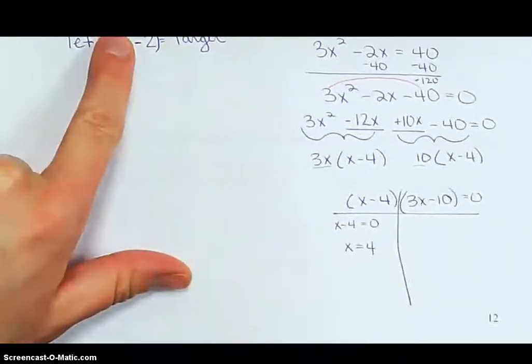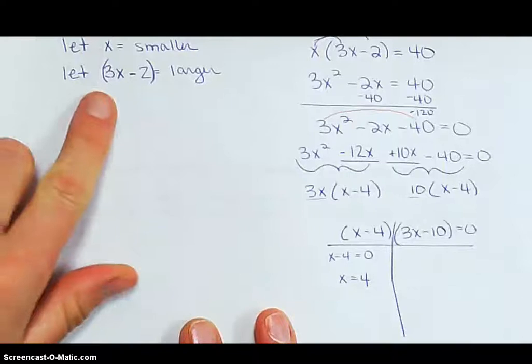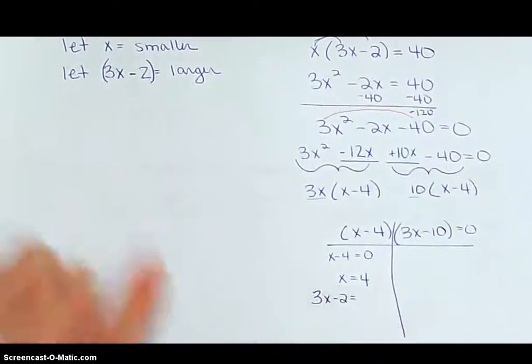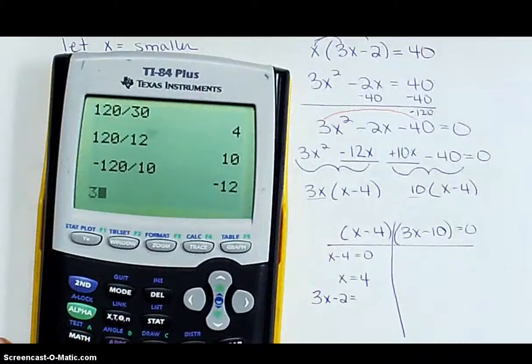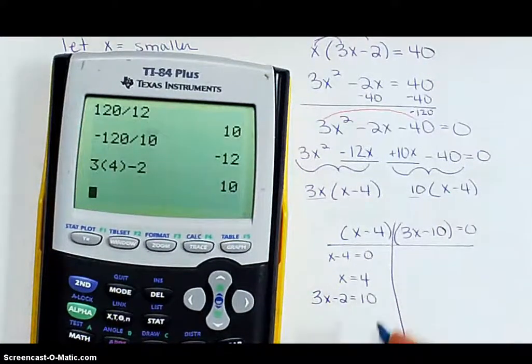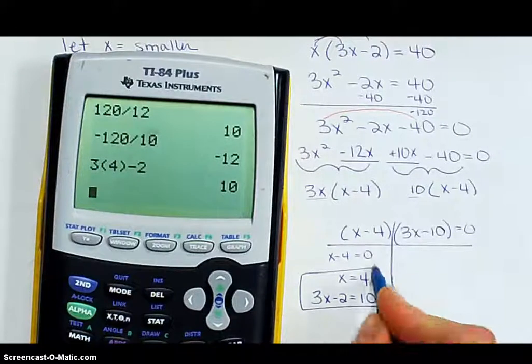Now that's your smaller number, and we still have to find the larger number. So 3x minus 2, let's go ahead and find that. So 3 times 4 minus 2. So our other number would be 10. So our two numbers would be 4 and 10.